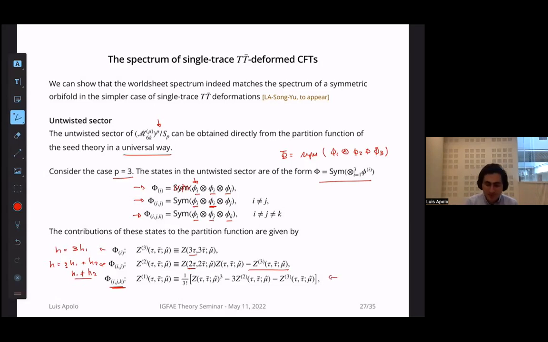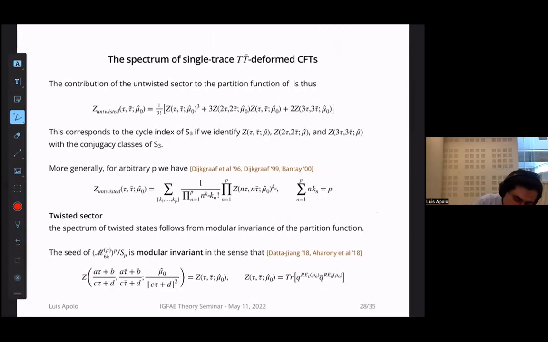Now, when you add up all of these terms, you end up with the contribution of the untwisted sector to the partition function, which looks like this. And this is nothing but the cycle index of S3. We identify this partition function with the trivial conjugacy class of S3, the identity; this one with the Z2 conjugacy class of S3; and this one with the Z3 conjugacy class of S3.